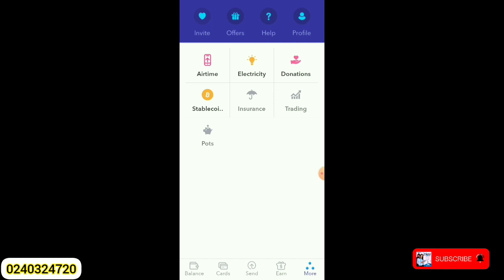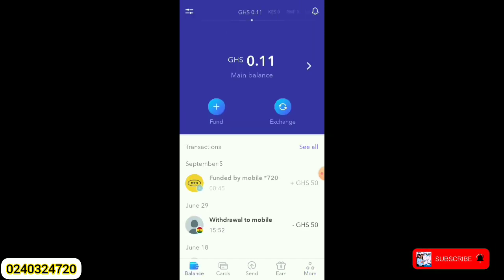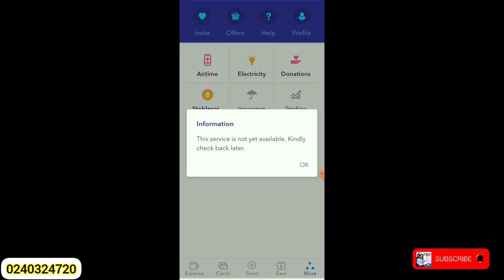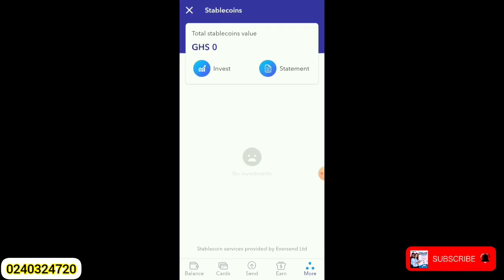First of all, you click on more. This is the main screen, so you click on more. In more you see airtime, electricity, donation, stable coins, insurance, trading and other things. The trading service is not yet available. So we will click on the stable coins. This is the stable coins.